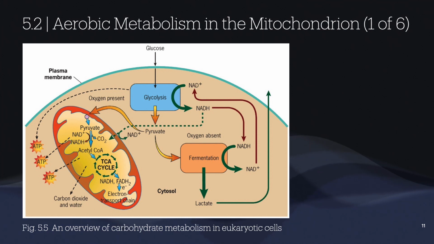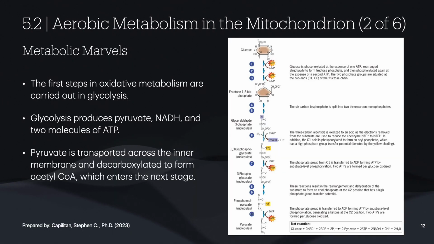Moving forward, this is your overview of carbohydrate metabolism in your eukaryotic cells. There are arrows indicated in these particular steps, and we will discuss aerobic metabolism in your mitochondria in the next slides. The first steps in oxidative metabolism are carried out in glycolysis. You will see here that glucose is phosphorylated at the expense of one ATP. It is rearranged structurally to form fructose phosphate and then phosphorylated again at the expense of a second ATP.